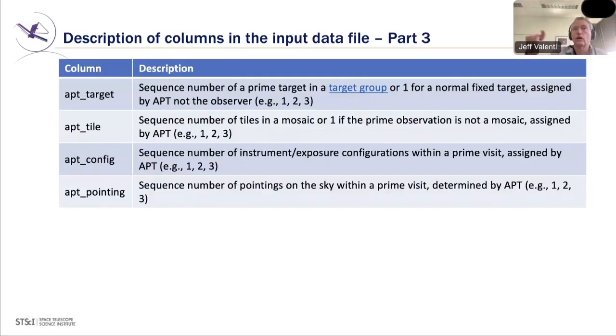And then APT specifies some indexes under the hood that say which target in a target group are you looking at, which tile in a mosaic are you looking at, which configuration within a target and a tile are you looking at, and which pointing dither offset are you looking at within a config. So normally APT nests things just the way it's listed here. For the IFUs, it's reversed. I mean, it's slightly different, but it doesn't matter. These are the indexes that I am making available here in this input file, and these are what are used to generate the configuration IDs that I showed up here.